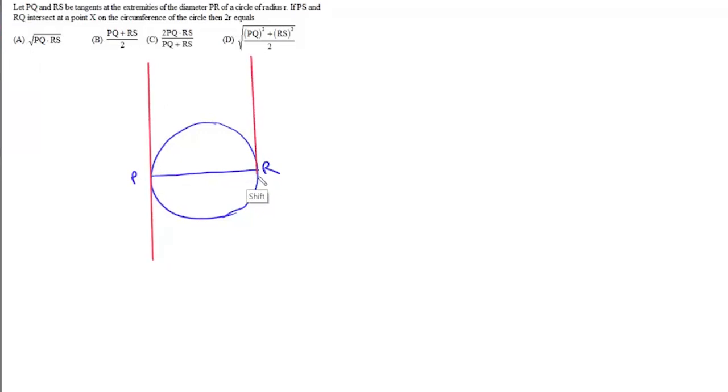Let PQ and RS be tangents at the extremities of diameter PR of a circle of radius R. If PS and RQ intersect at a point X on the circumference of the circle, then 2R is equal to what? So we have this circle whose diameter is PR, and then PQ and RS are tangents. PS and RQ intersect, so we have this PS, and then we have RQ, and they intersect on the circle at this point X. Then we have to find the value of 2R, where R is the radius of the circle.